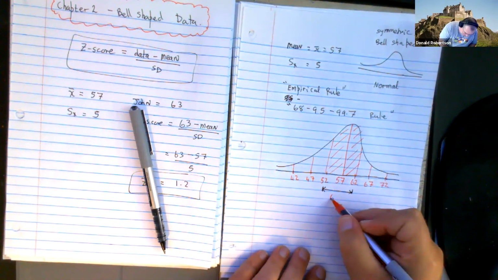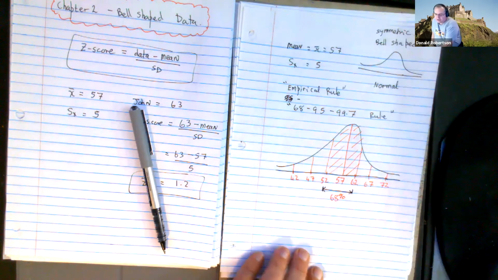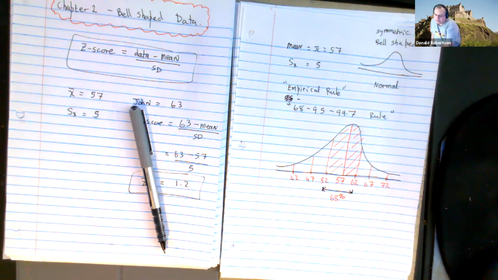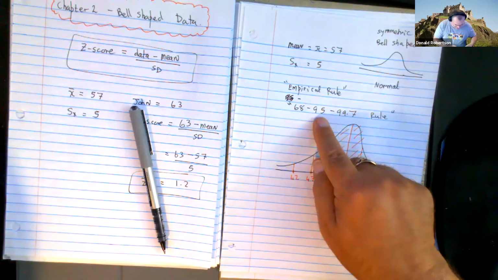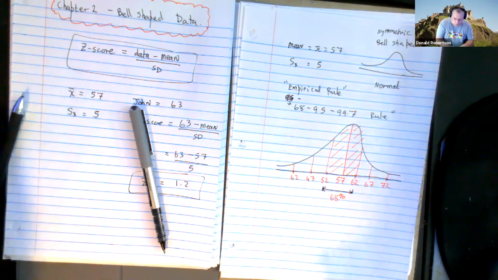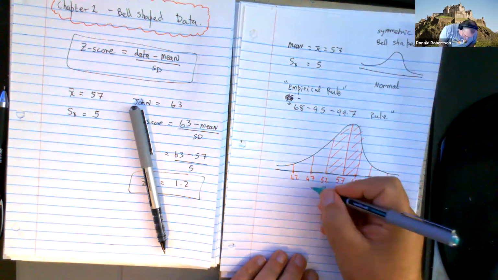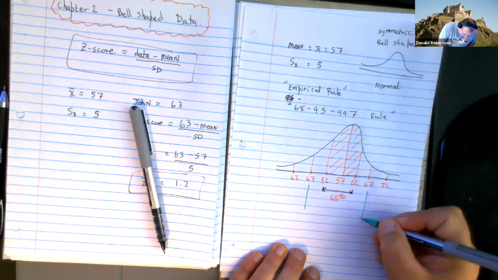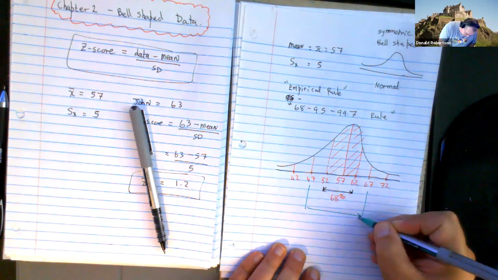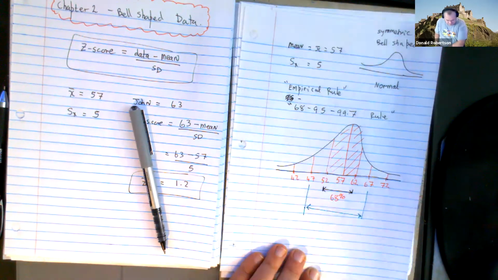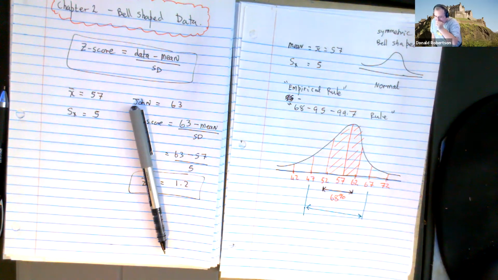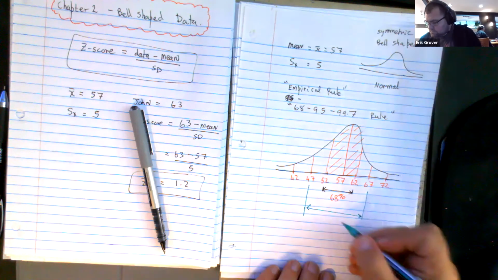68% of everybody in the class got a score in the range 52 to 62. Isn't that helpful? And why I like this name. If you then go 2 standard deviations away from the mean, so that's basically anybody who got a score from 47 to 67, from here to here, what percentage of the people in the class got that kind of score? 95.